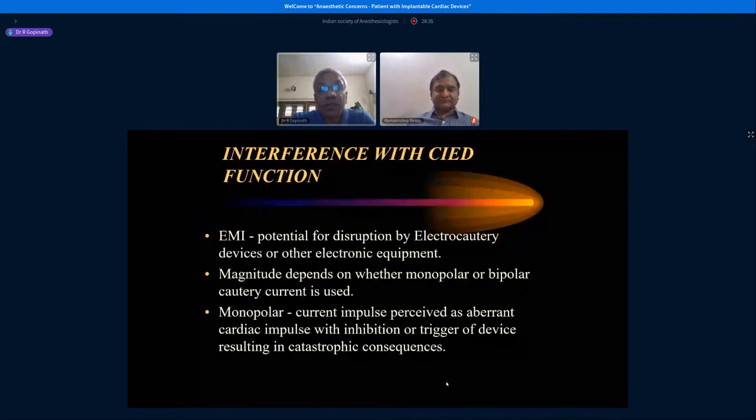So what is important is it depends upon whether monopolar or bipolar cautery current is used. The magnitude of disruption depends on which of these two types of cautery current is used. If you use monopolar, the current impulse is perceived as an aberrant cardiac impulse, which can either inhibit or trigger the device, and this can result in various catastrophic consequences. It can trigger off different kinds of rhythms or cause a malignant dysrhythmia.